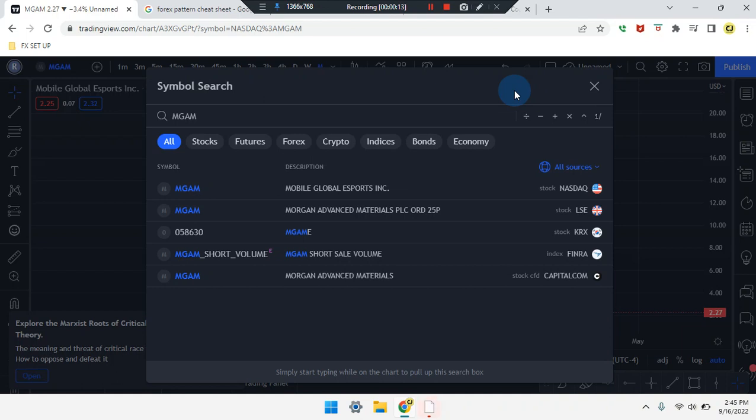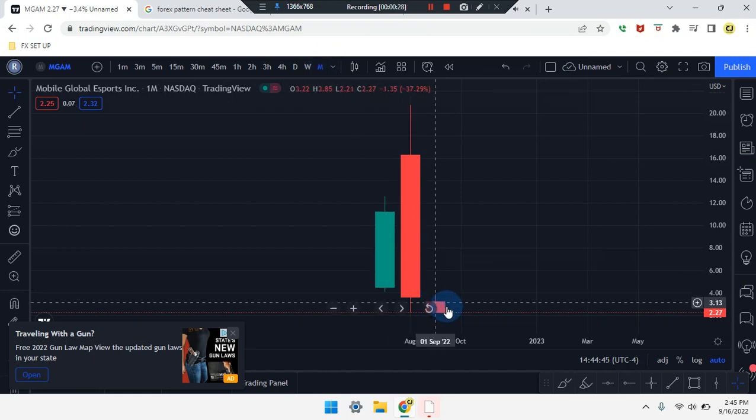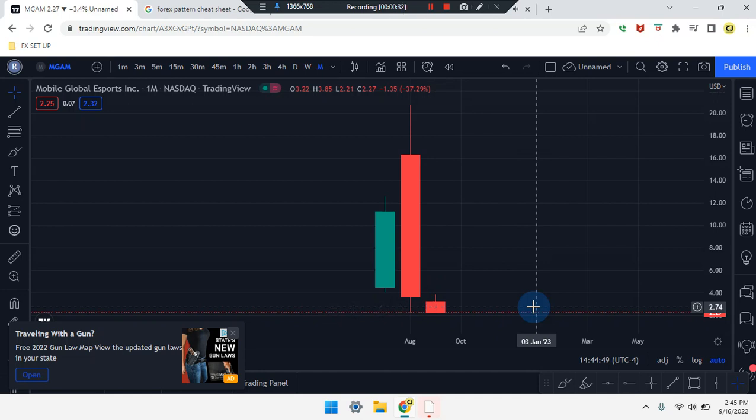Okay everyone, this is Cam Jones, FX Daily Analysis, and we are marking up MGAM stock. We are on the monthly time frame. Price action: the last candle to the right-hand side is a small bearish red candle with a press up to the top. So we have to see what's going on with that.